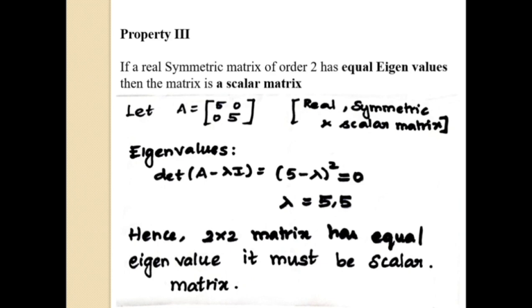As usual, by the determinant of A minus lambda I, we get (5 minus lambda) the whole squared. Solving, I reach the same eigenvalues, lambda equal to 5, 5. Now we have the same eigenvalues and the given matrix is also a scalar matrix. Hence, if a 2 cross 2 matrix has equal eigenvalues, it must be a scalar matrix. Whatever the 2 cross 2 matrix, if it has the same eigenvalues, then it must be a scalar matrix.